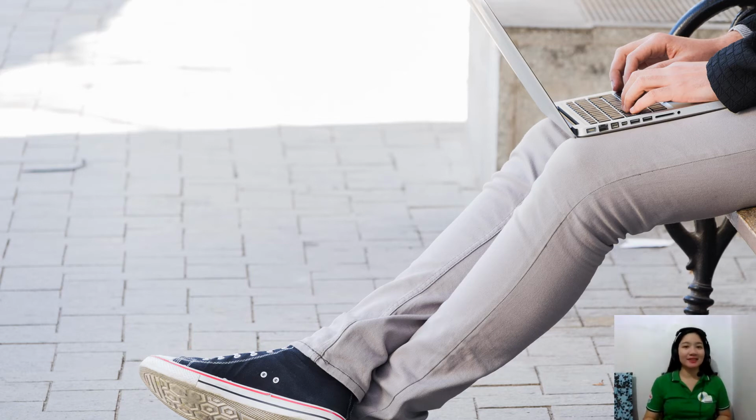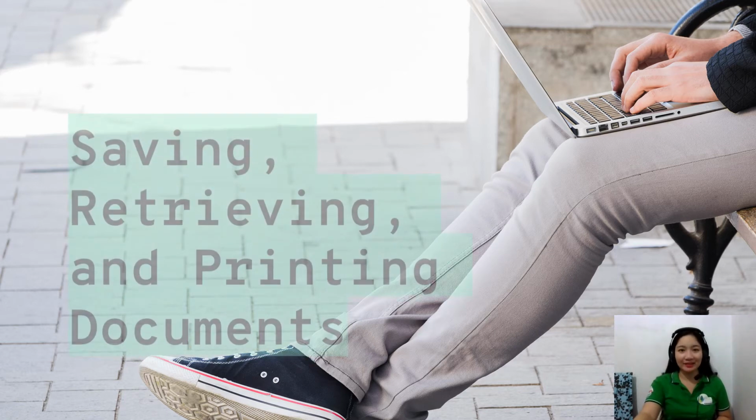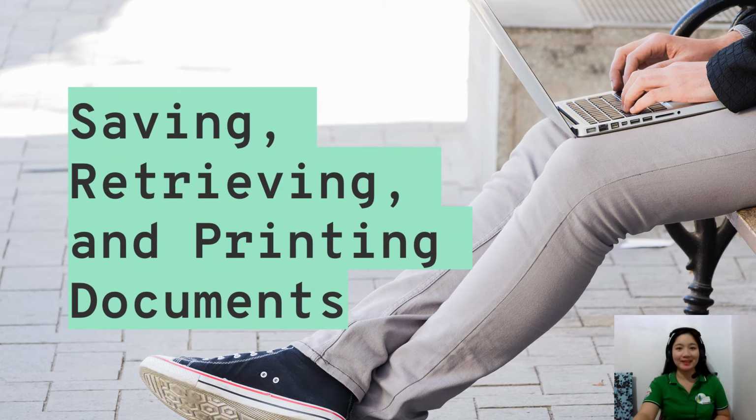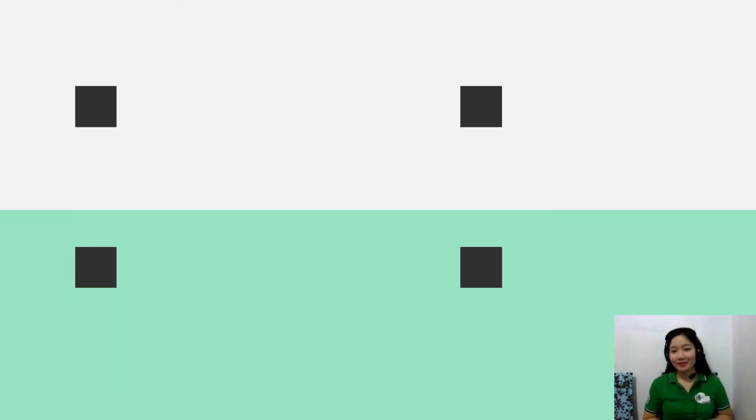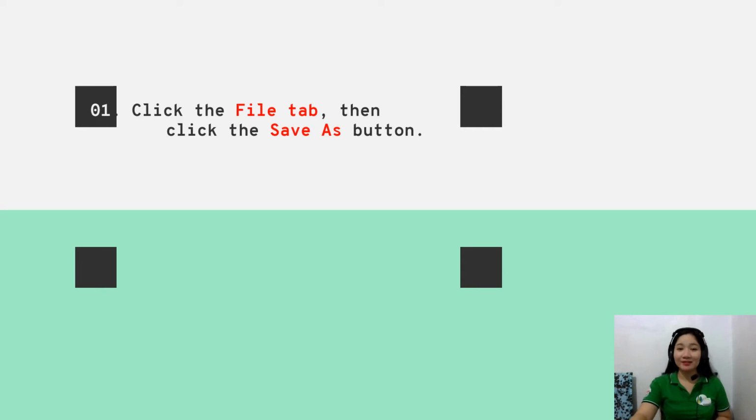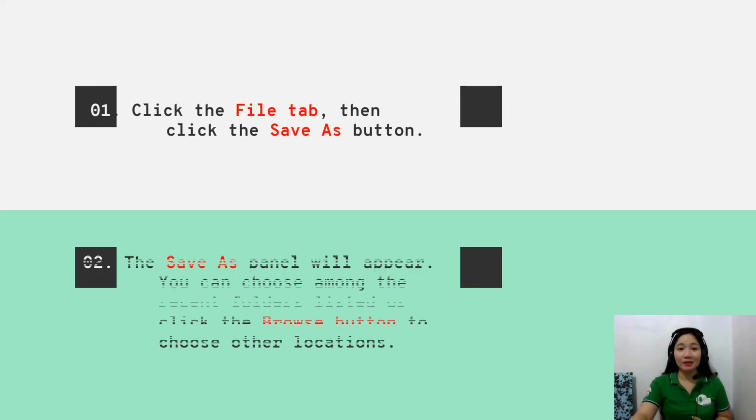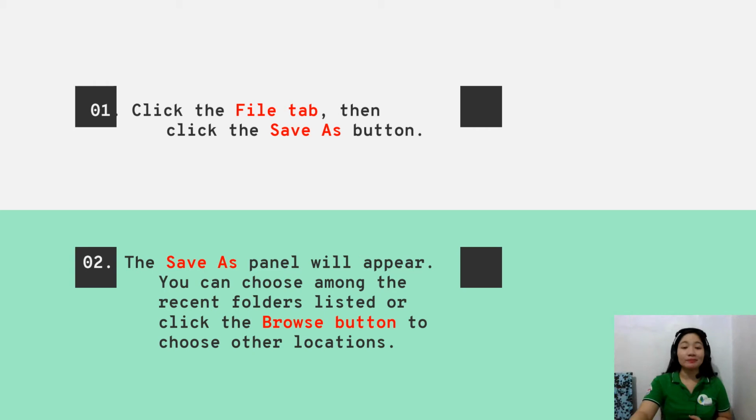Class, let's discuss how to save, retrieve, and print documents. Class, in saving a file, just click the File tab, then click the Save As button. The Save As panel will appear. You can choose among the recent folders listed or click the Browse button to choose other locations.